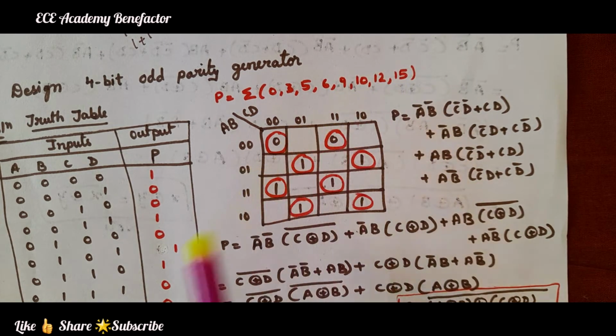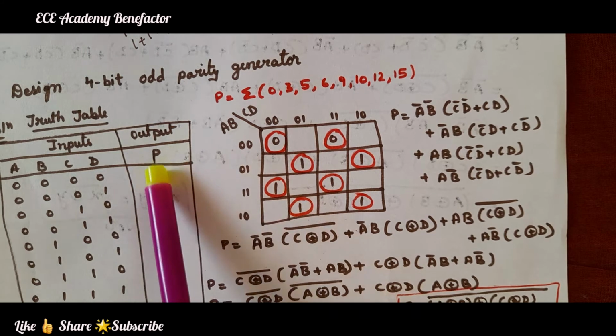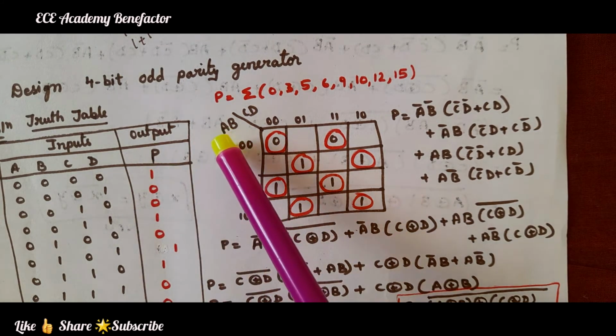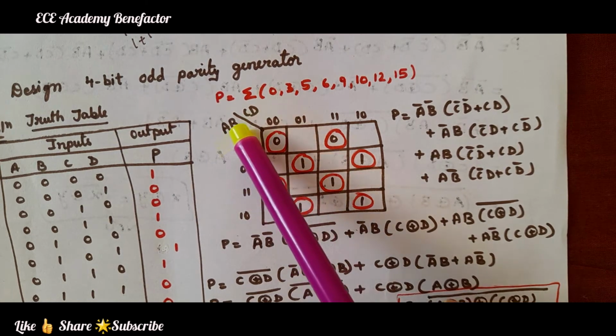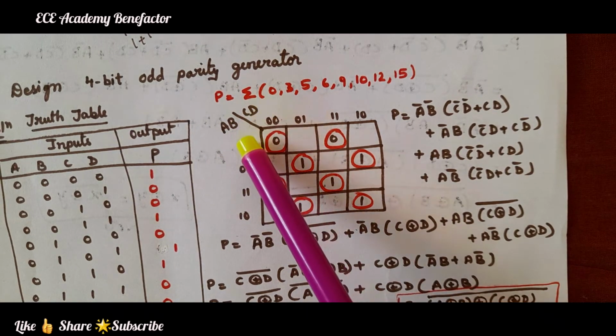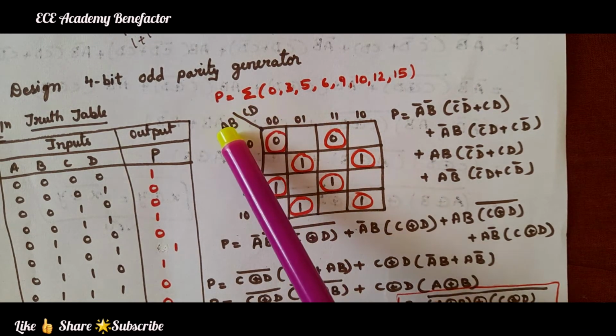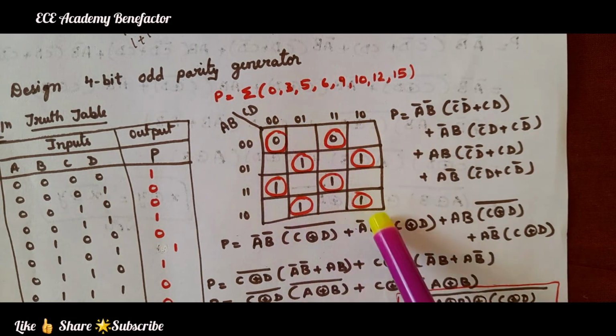And now we are solving the K-map for parity P. Inputs are A, B, C, D. We have to write in this manner: A, B, C, D. Now write the outer structure. It's a 4 variable function, so we have taken a 4 variable K-map.